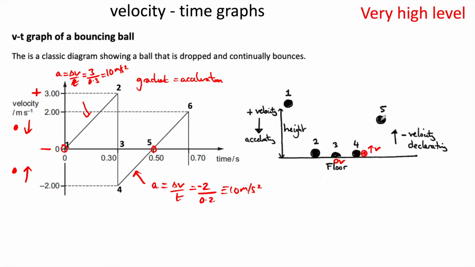And when it gets up to 5, the cycle starts again. It stops and then starts accelerating again, and you can see the cycle starts again. So one other thing is this. Remember, the area under a velocity time graph is distance travelled. So the area under there, the distance travelled between 1 to 2 is the height.